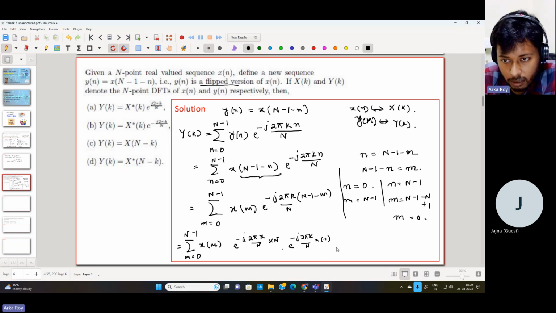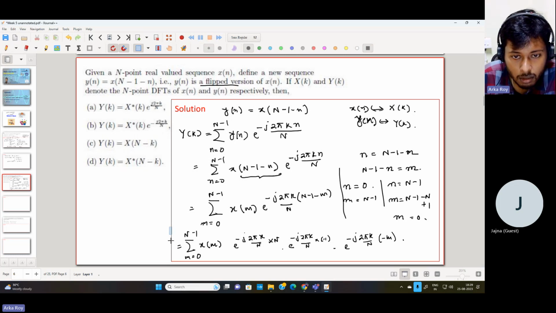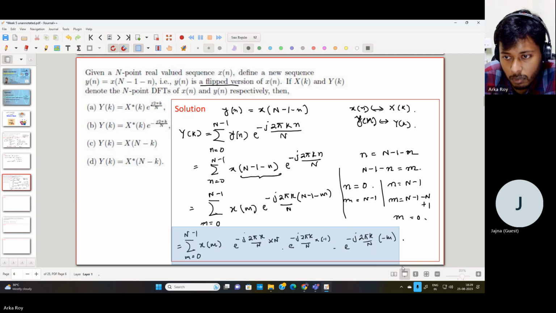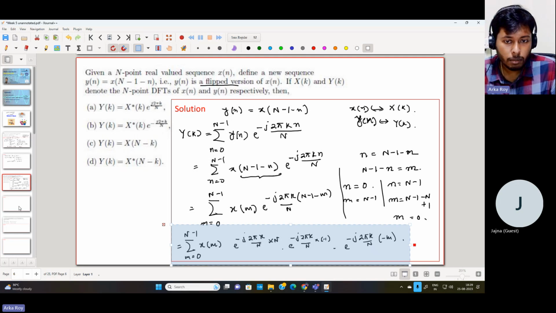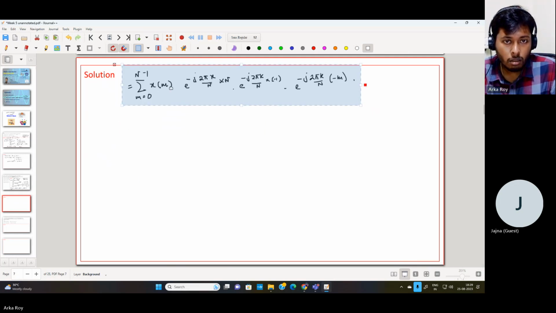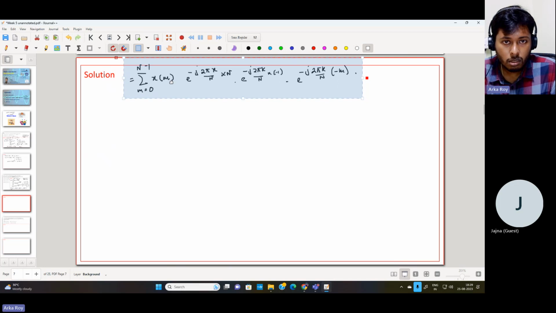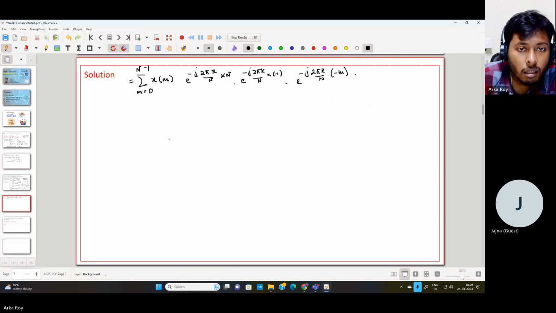And I can write the last component as e to the power minus j 2 pi k n into minus 1. So I will start with this, solving this particular form. Let me just copy this part in the next page. So this is what the sequence looks like currently.